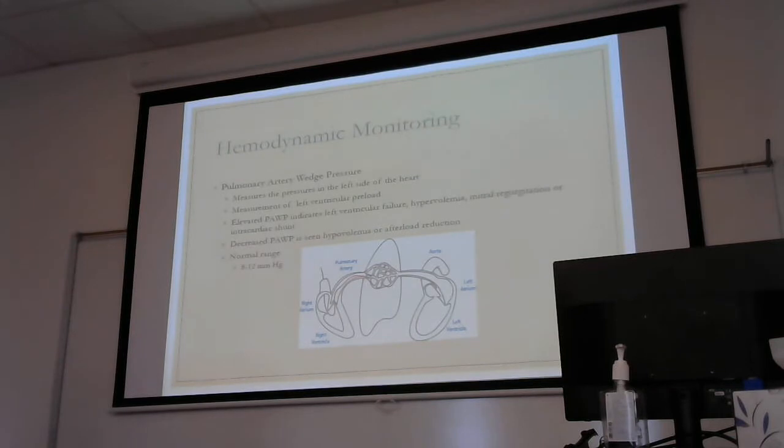So we have to know our normals. What's your normal value up here? 8 to 12. You've got to know it. What that number is telling me very specifically is what volume do I have in that pulmonary capillary bed. So you see how this number was really, really helpful for a left ventricular failure patient? This was our go-to. What's our wedge pressure? This was our favorite, okay?